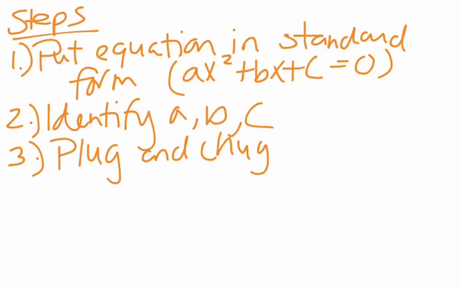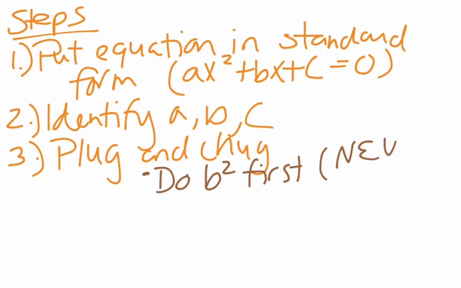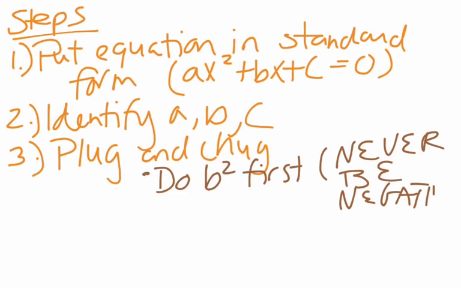So here's some things to keep in mind when you are doing the plug and chug. Do B squared first. And this will never be negative, like ever, okay? You will never have a negative number for B squared, because if B is positive and you square it, it'll still be positive.